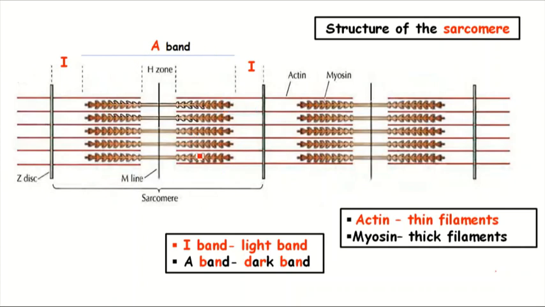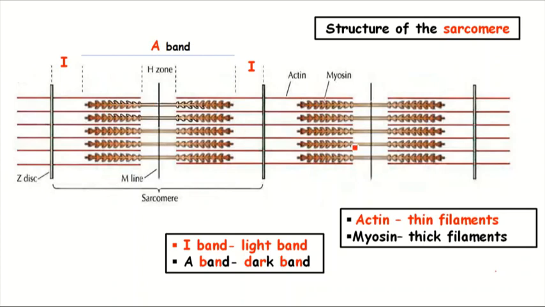So, the center of this A band or dark band is called the H zone. These are very important terminology. What is the H zone? What is the A band? What is the I band? And this is the middle of the sarcomere, the M line. The middle of the sarcomere is represented by the M line, and this Z disc borders the sarcomere, the unit of muscle contraction.